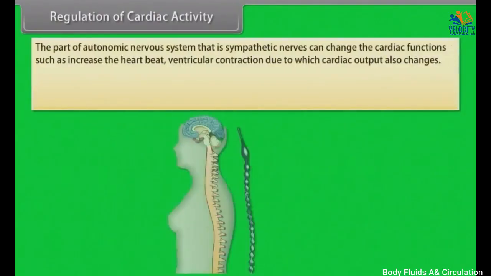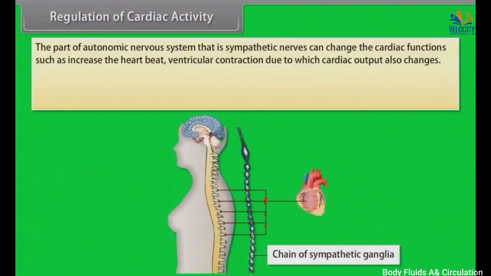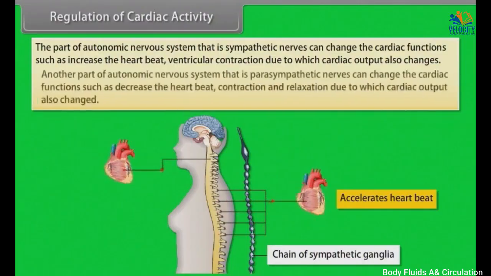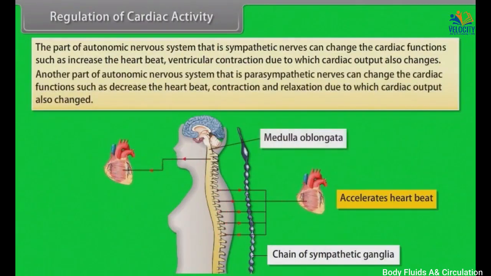The part of the autonomic nervous system that is the sympathetic nerves can change the cardiac functions, such as increase the heartbeat and ventricular contraction, due to which cardiac output also changes. Another part of the autonomic nervous system, the parasympathetic nerves, can change the cardiac functions, such as decrease the heartbeat, contraction and relaxation, due to which cardiac output also changes.